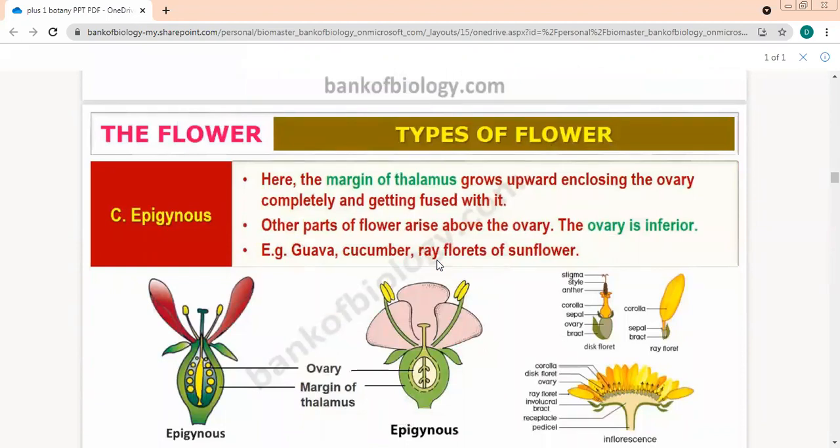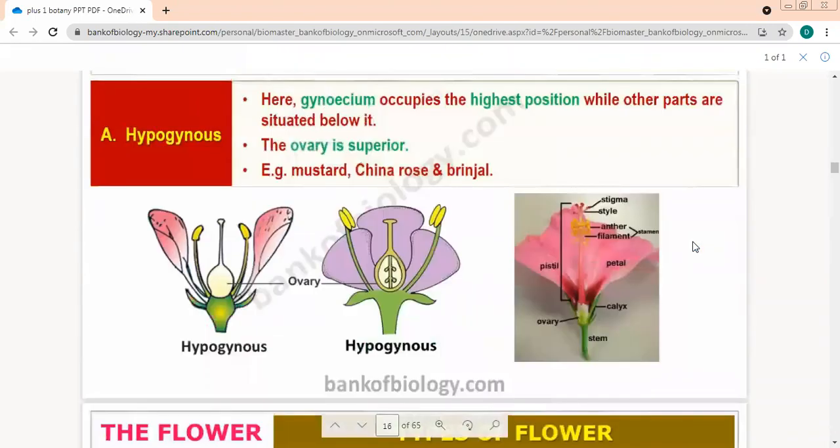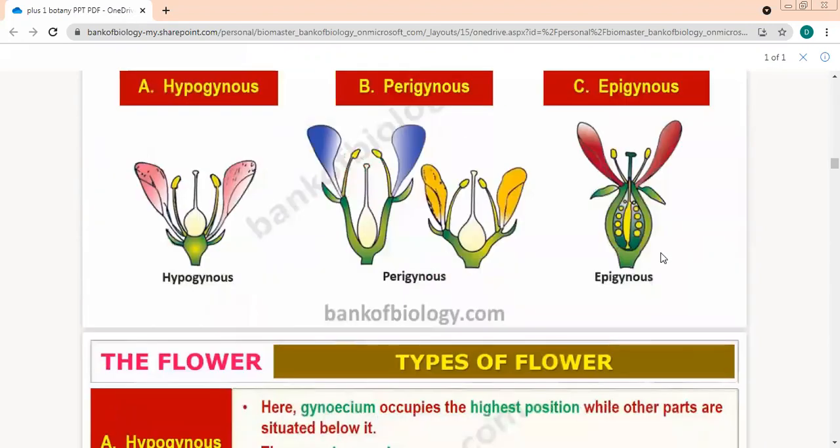See this now. The ovary is at the very bottom. That's why I said forget everything else, just look at the position of the ovary. The ovary is clearly completely below. The sepals, male part, and petals are all growing above. Other parts of the flower arise above the ovary. Such an ovary is known as which ovary? Inferior ovary. This is the inferior ovary, and such kind of flowers are called epigynous flowers. Forget about all other things. Only remember the position of the ovary, and then you'll be able to tell the three kinds of flowers.